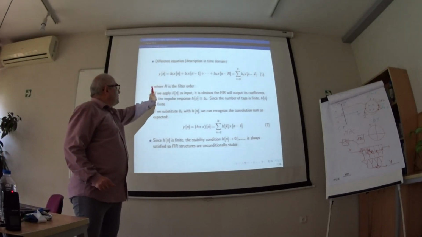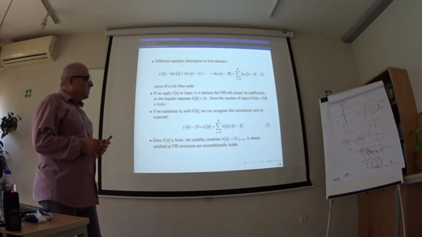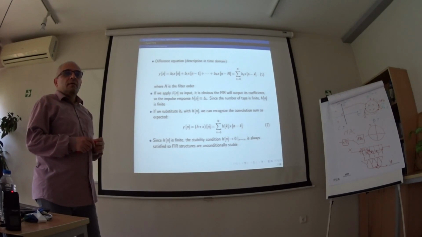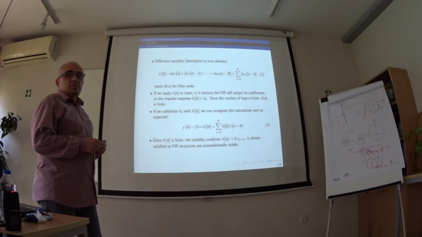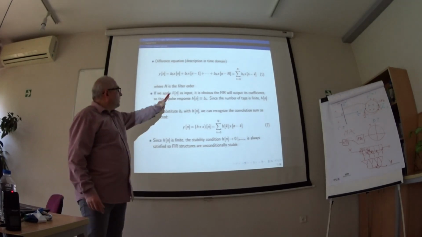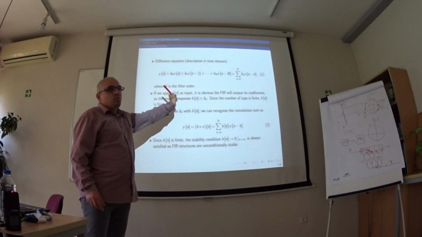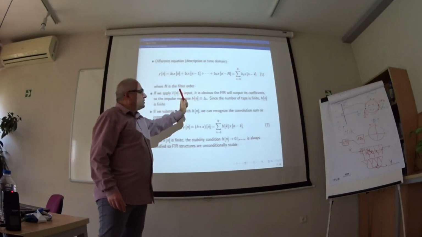And capital N is the filter order. Now, because this is an LTI system, we want to find the impulse response of such a filter. We can apply delta as input, and the output will be our impulse response.